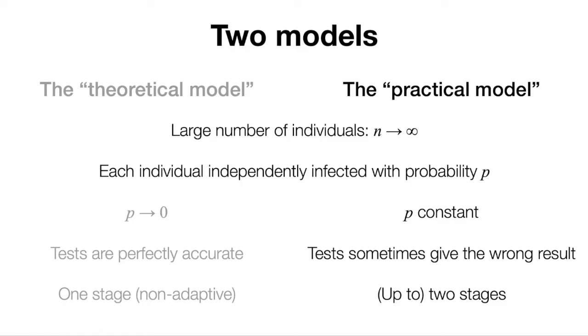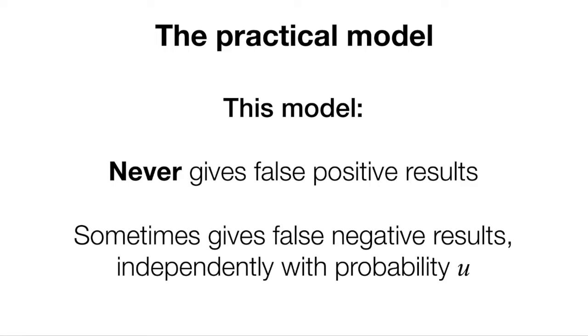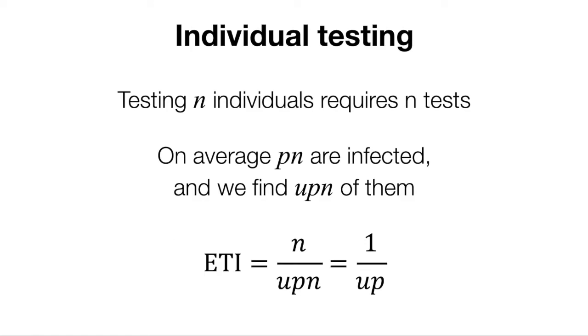As a reminder, this was where we sometimes have the wrong result. A thing we know about PCR for COVID is that false positive results are extremely rare, but false negative results do happen sometimes. So our model will be that the very rare false positive results will actually be never. That will be a slightly convenient mathematical simplification for the purposes of what we do here. And we'll say that false negative results happen with probability U, as in a test that should be positive, with probability U actually does come out positive.